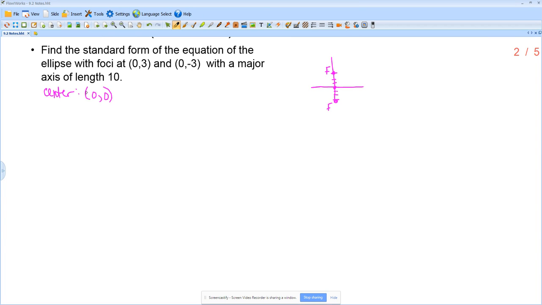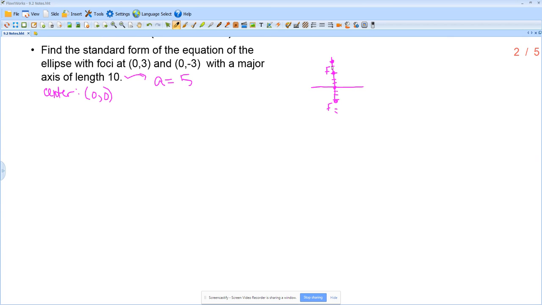Next, the major axis has a length of 10. So the major axis having a length of 10 means that the entire major axis is length 10. Since that gets split equally, that means I must be going up 5 and down 5. So right here, what this is telling me is a is equal to 5.